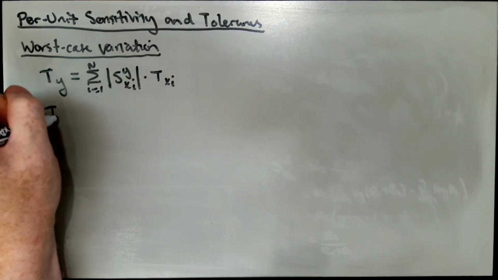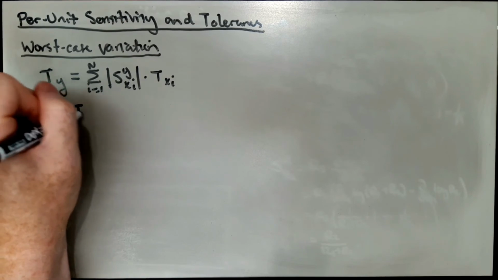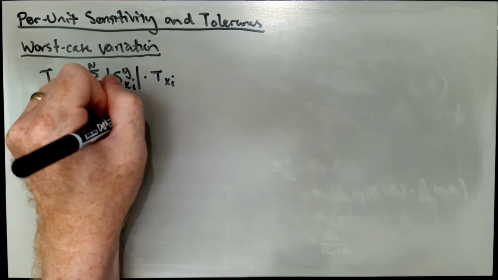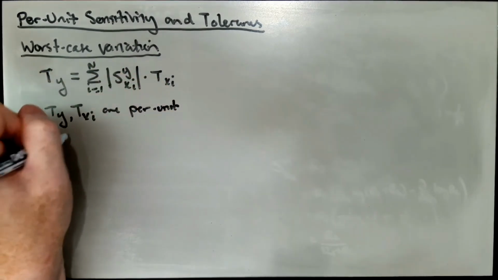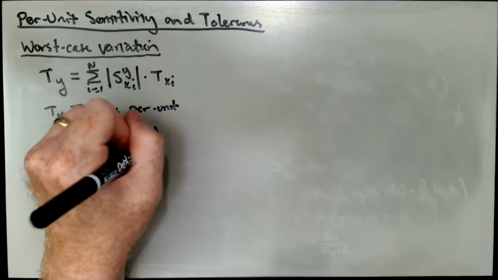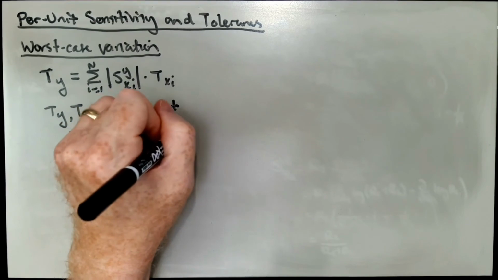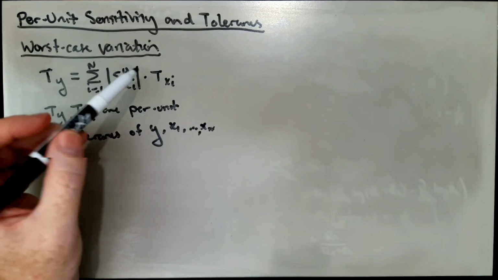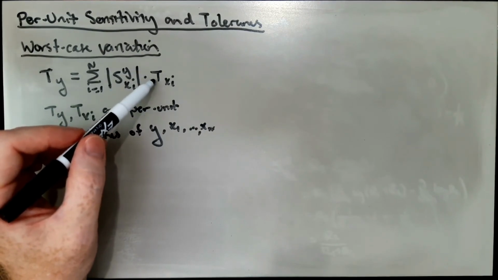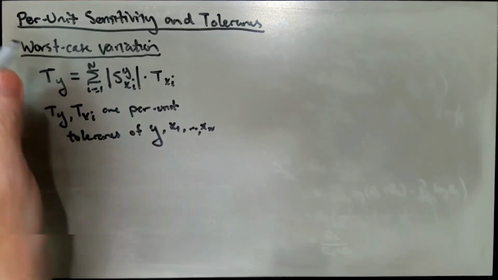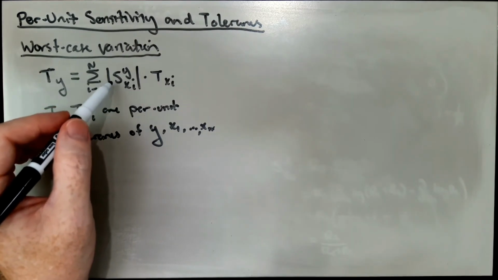So T_y and T_xi are the per unit tolerance of the parameter y and x1 up to xn. Right, so this would be like the 1% tolerance on the resistors, so that'd be like 0.01, and the way these combine is with the absolute values of the sensitivities.